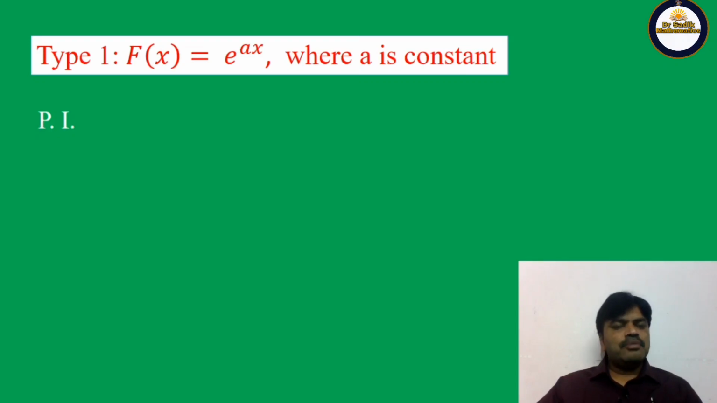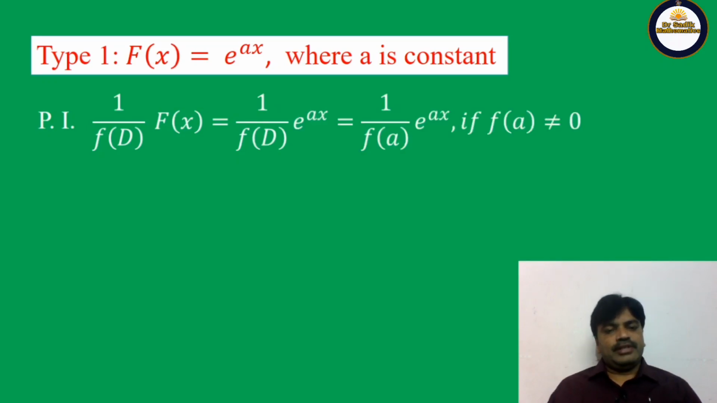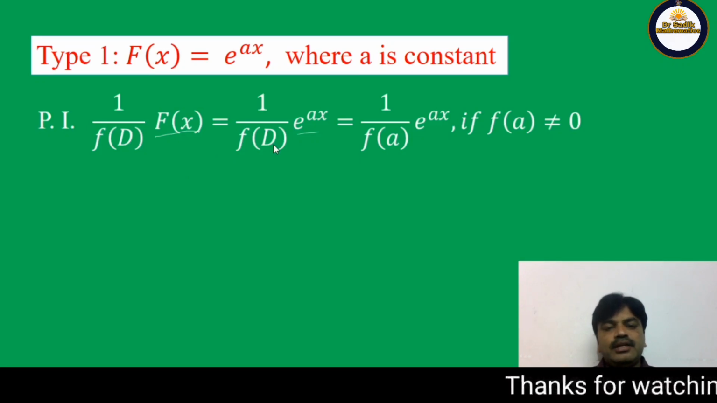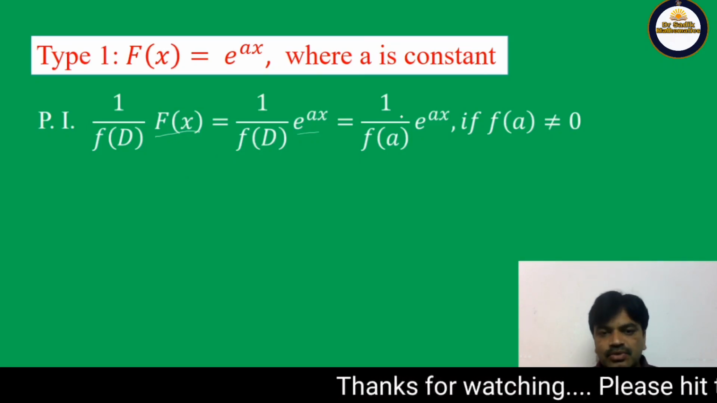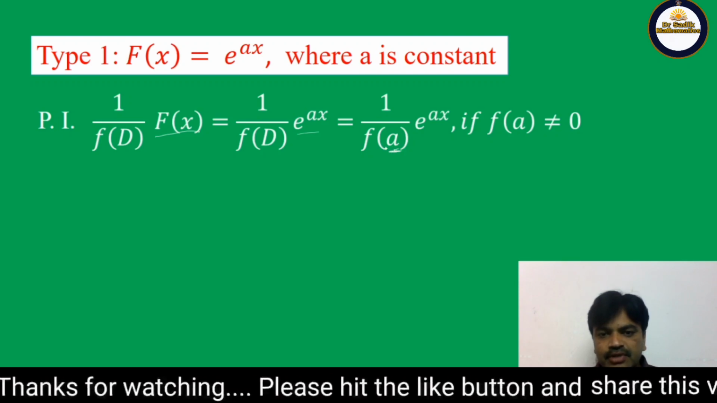We know the particular integral form, friends. What is the particular integral form? 1 by f(D) into f(x). Now, what is f(x) here? e^(ax). Now, 1 by f(D) into e^(ax) is equal to 1 by f(a).